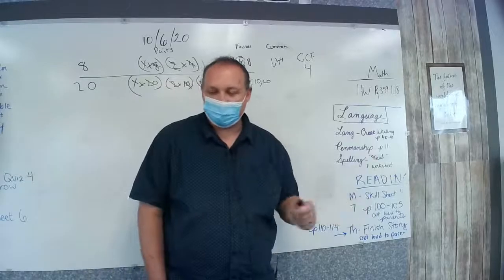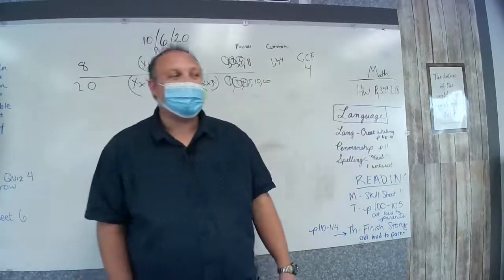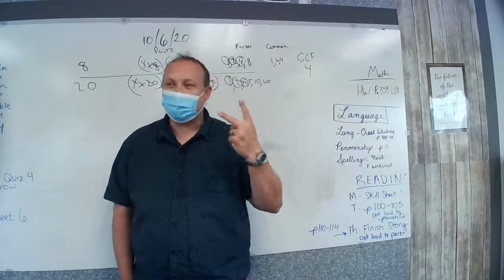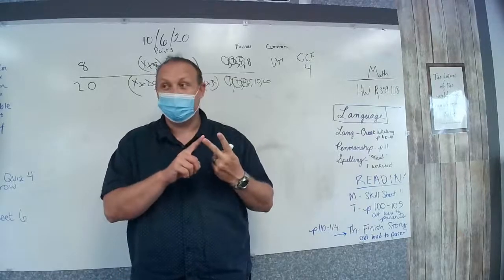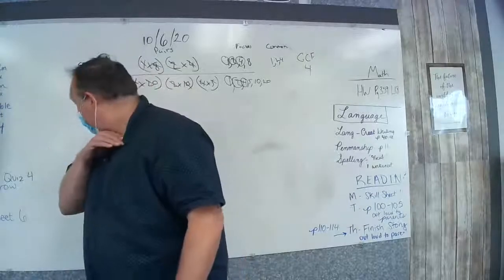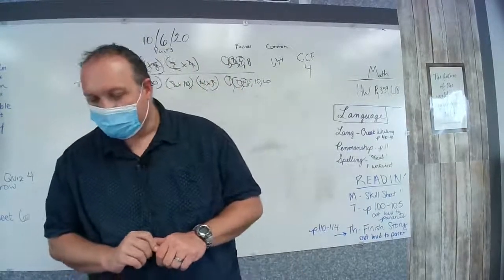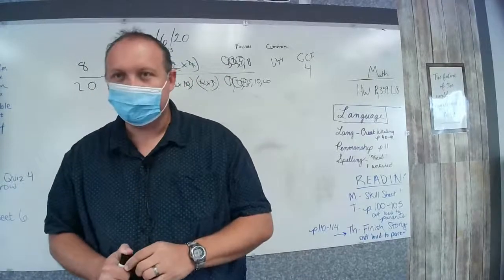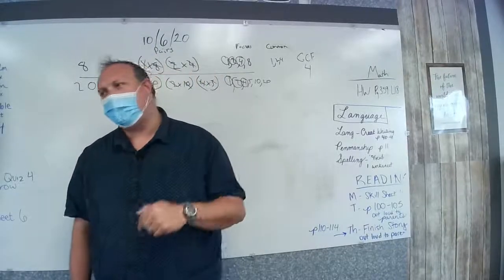Is it divisible by 5? Yes. It ends in a 5, guys. There's only two qualifiers for 5. It ends in a 5 or ends in a 0. Yes, sir. It ends in a 5. Okay, so is this divisible by 9? Yes, it is, because when we add it all up, it equals 18, right?